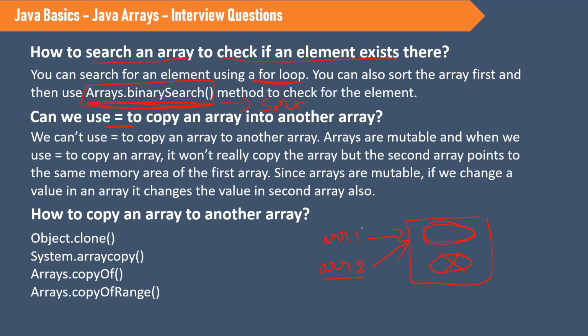If we do that, let's say I copy an array using the equals to operator, since both point to the same memory, if I change an element in ARR2, then this will change the same element in ARR1 also. Let us see an example for this.